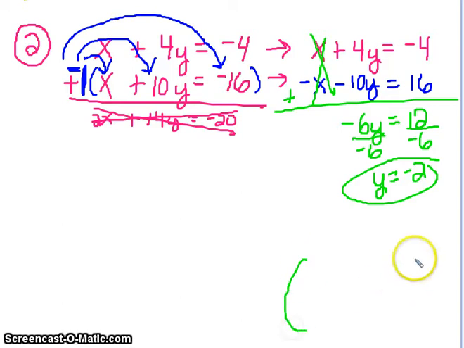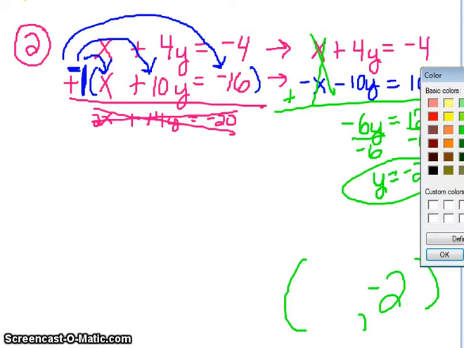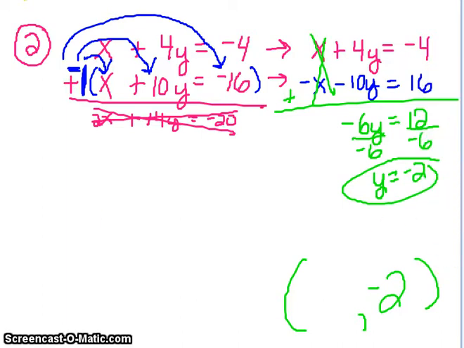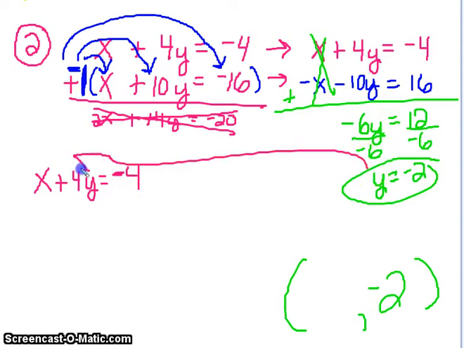Halfway there, here's my answer down here. Y equals negative 2, but I still need an x. Does it matter? Absolutely not. I'm going to pick the first one. X plus 4y equals negative 4. I plug in for the y all the way over here. The x plus 4 stays the same, but the y becomes negative 2.